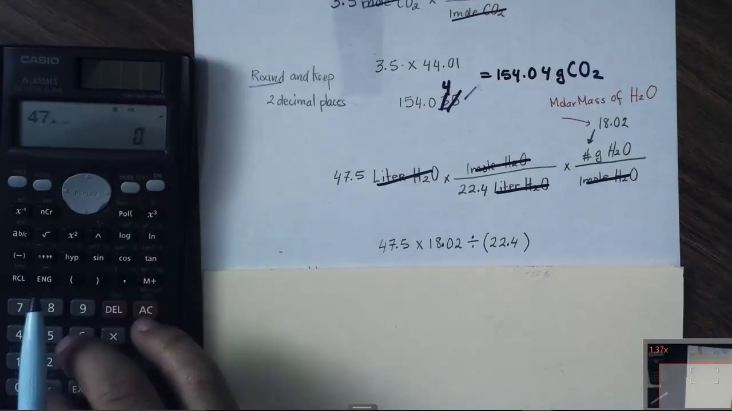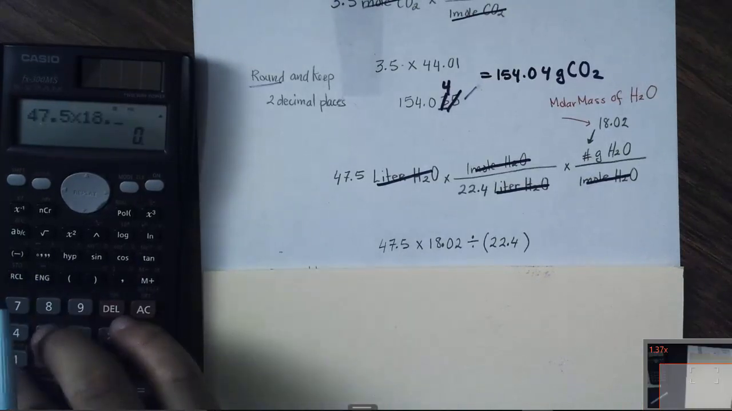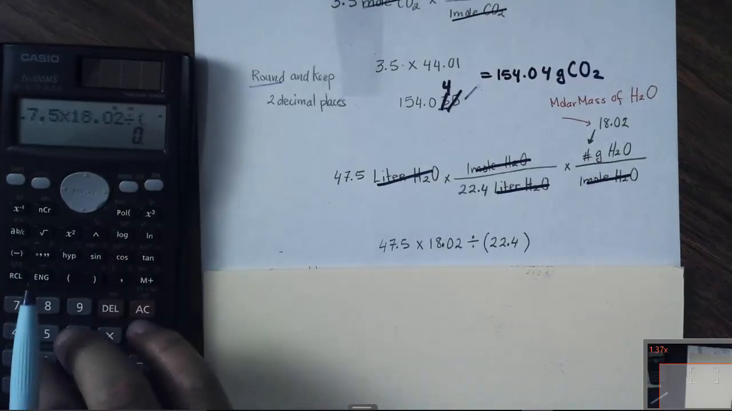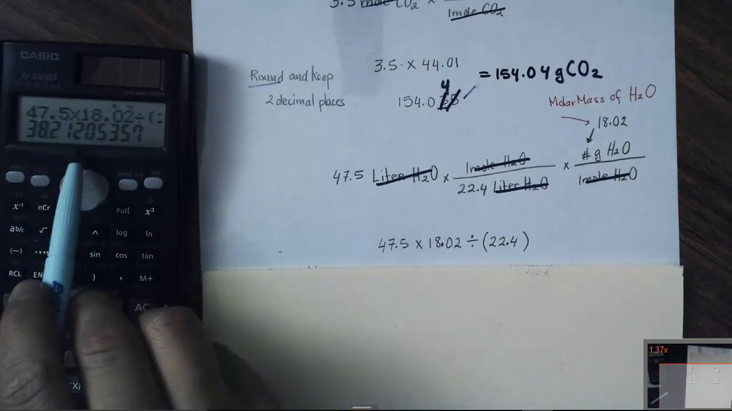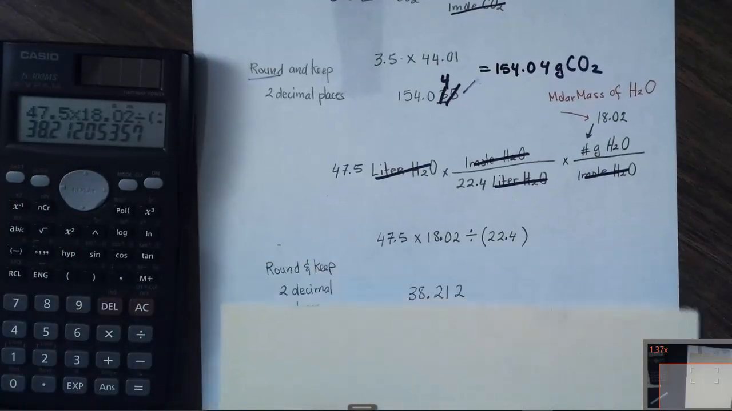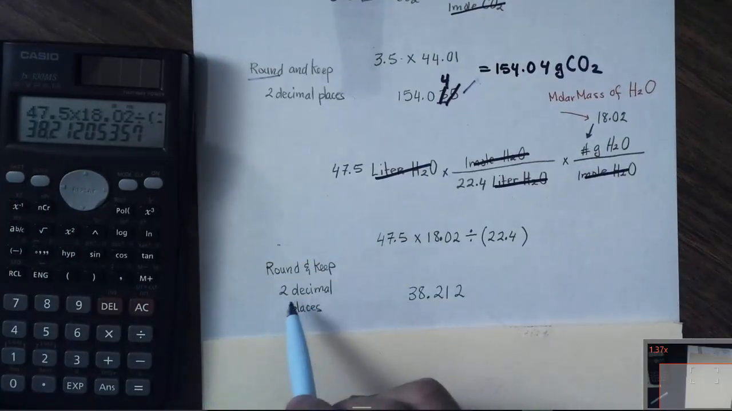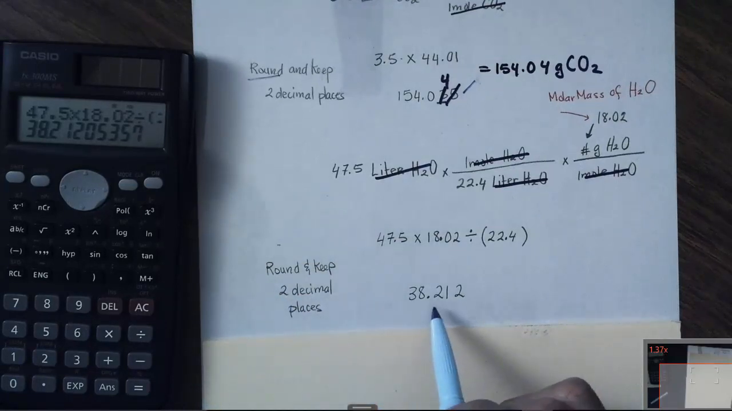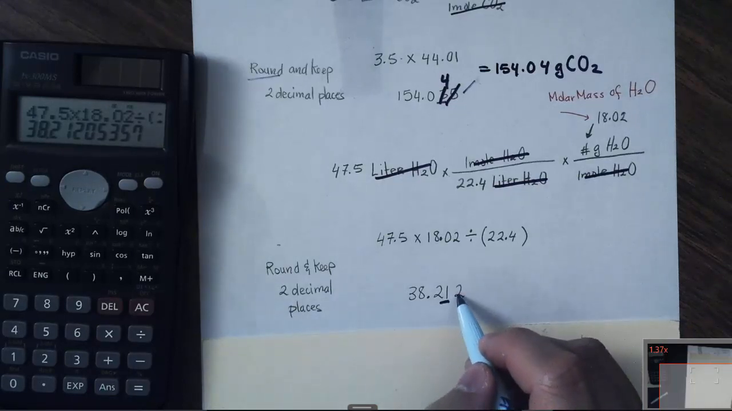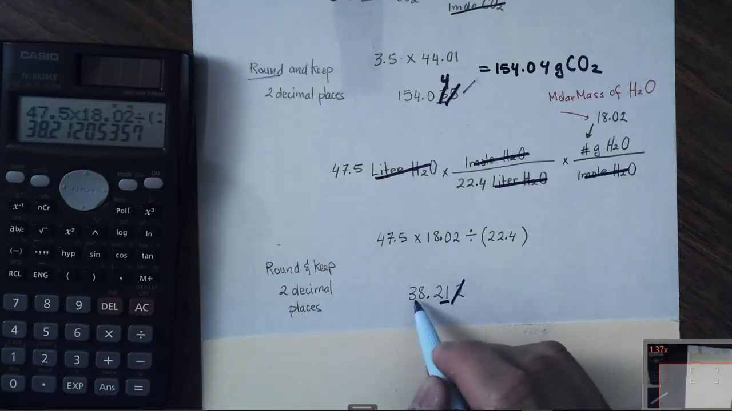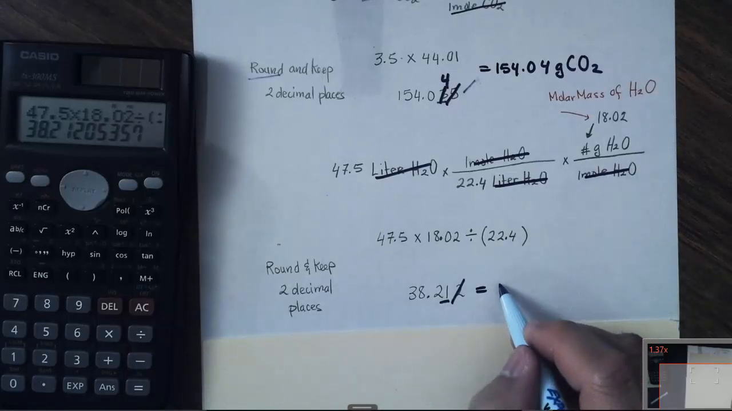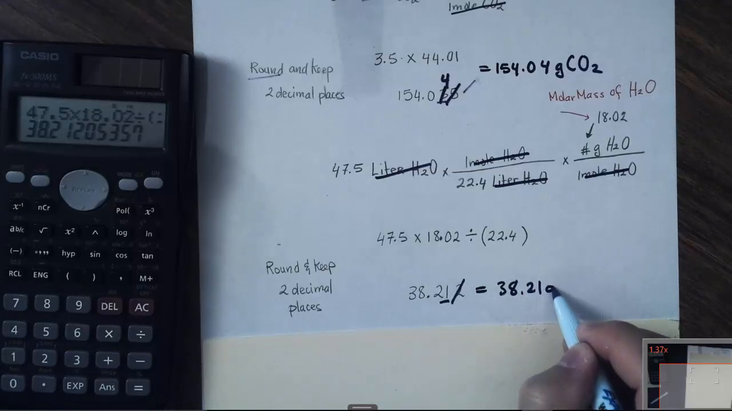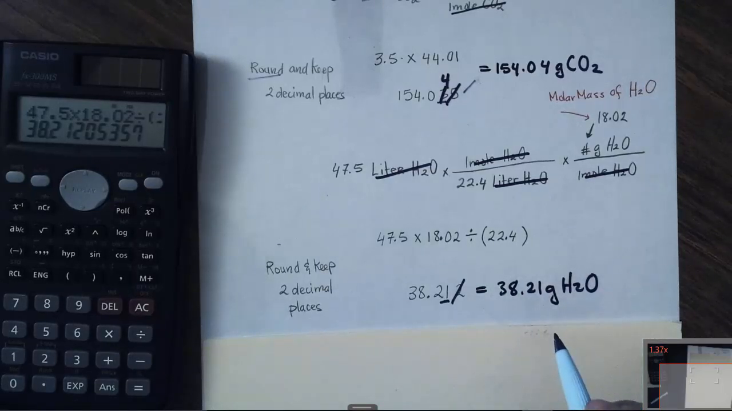So let's clear this. 47.2 divided by parentheses 22.4, and that gives us our answer. Again, notice how we have a lot of digits given to us on the calculator, but in this case, we want to round and keep to 2 decimal places. So I copy down about 3 decimal places, and here's my second decimal place. That 2 will make the 1 stay the same, so we have 38.21, and bring down our unit and chemical, so we have 38.21 grams of H2O, and that would be our answer.